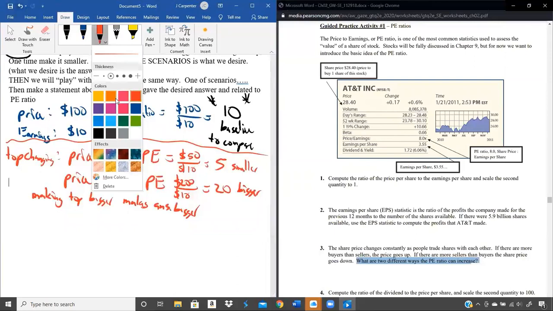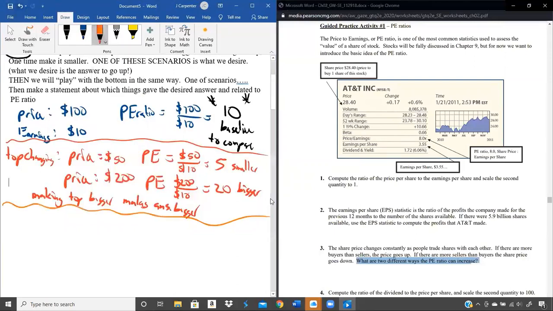Now let's do the bottom. So for the bottom changing, now we're not changing the price anymore, we're changing the earnings. Now the earnings was originally 10, so one time you need to make it smaller, one time you need to make it bigger. Mr. Beckner, what number should I make them? Should I make them 9? Should I make them 8? Should I make them 7? Yes, make them 9 or 8 or 7 or 3 or 1 or 0.02. I don't care. Make it smaller than 10 one time, make it bigger than 10 one time. Don't overthink this. Do something, don't stare blankly at your paper.